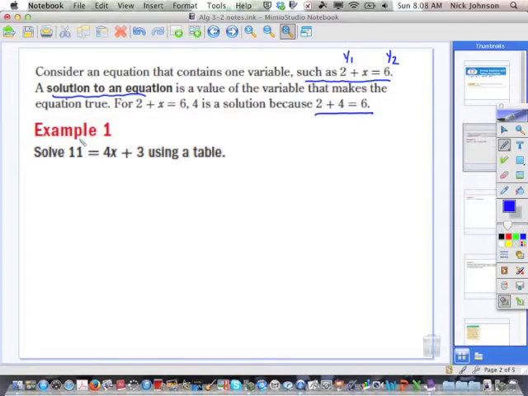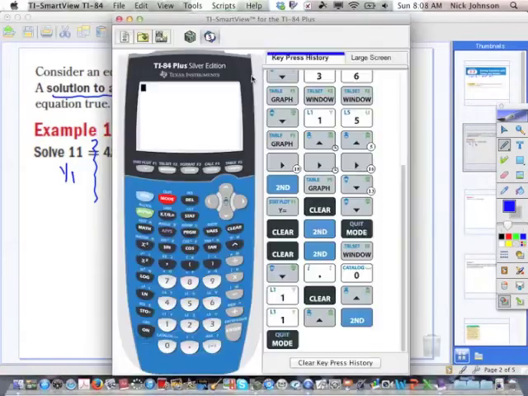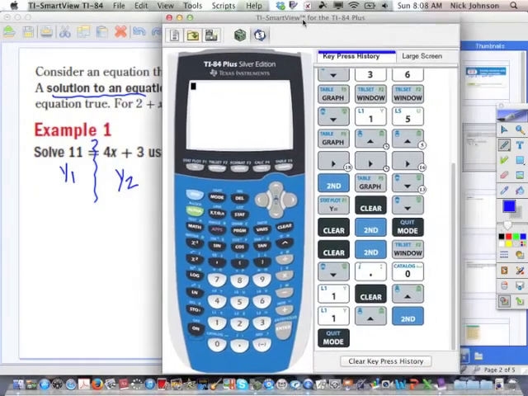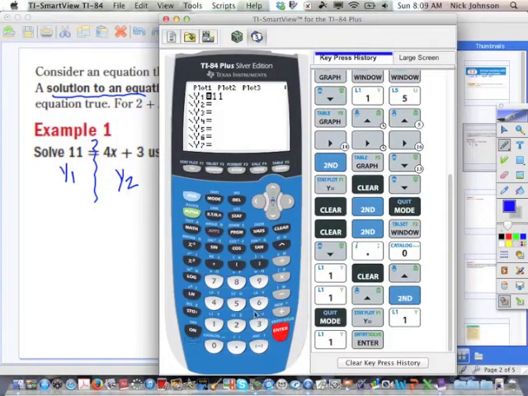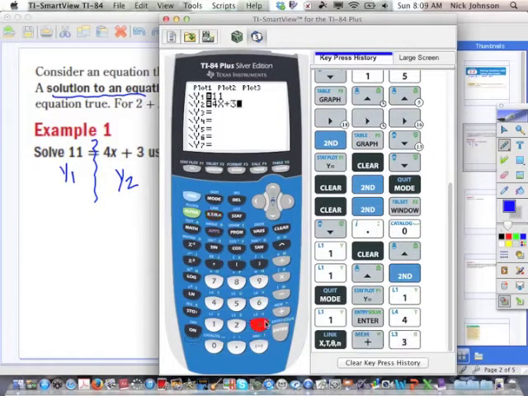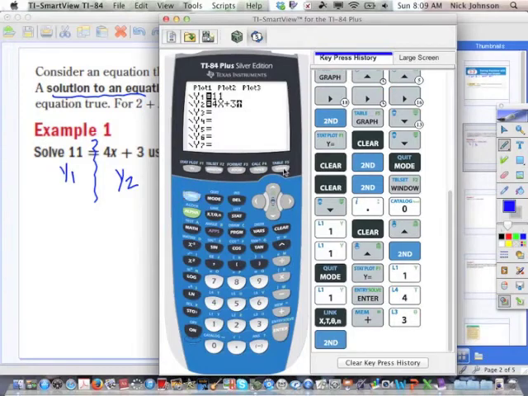So example 1 says solve 11 equals 4x plus 3 using a table. I'm going to let this be my y1, the left-hand side, and this be my y2, the right-hand side. We just want to see where those two things are equal to each other. So I hit y equals, and I put in 11, and I put in 4x plus 3. Now, I'm going to look at the table because that's what they wanted us to look at. So I'm going to hit second function graph.